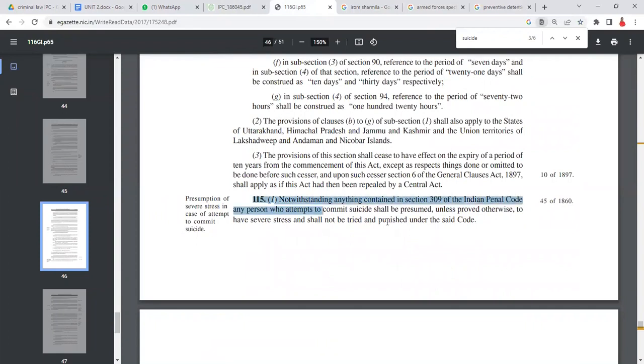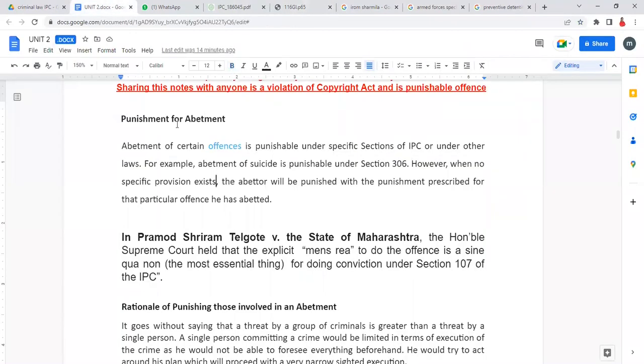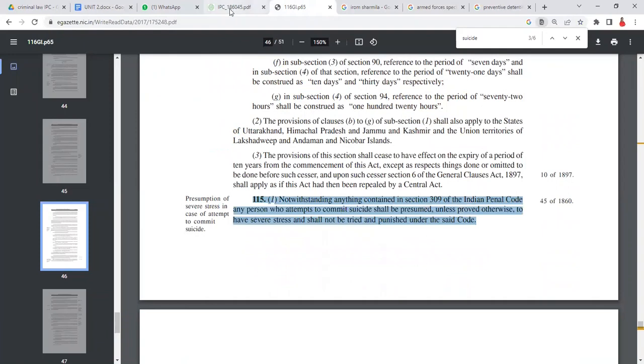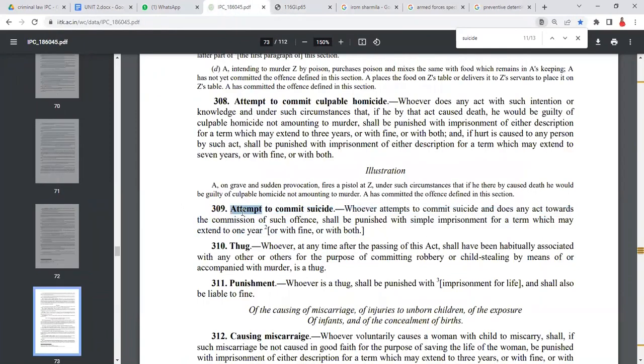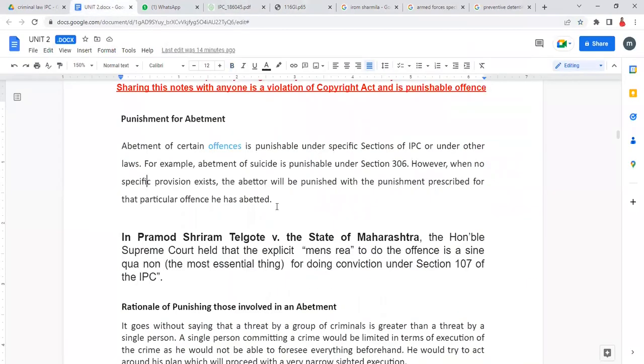Okay, 150. Punishment for abetment: if we have a separate provision like this one, that would be applicable. If not, whatever is the regular punishment given for the complete offense, the same punishment would be given.